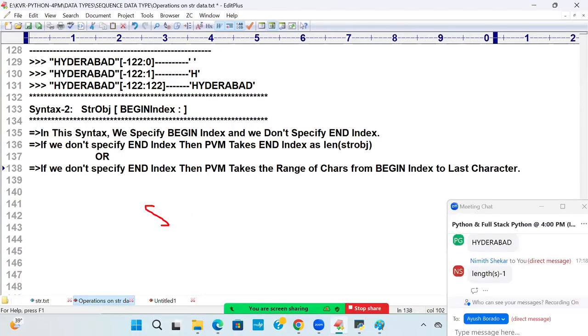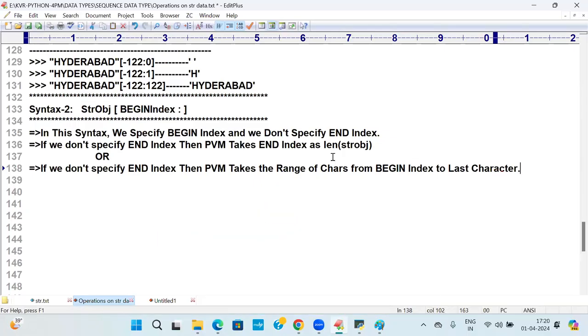Say s of 4 colon. What is the fourth character? See the diagram. What is the last character? N. It will take from the fourth character to the last character. It is nothing but len of strobj, which is 6, 6 minus 1, so 4 to 5. What is the 4 to 5? ON. Are you following me?